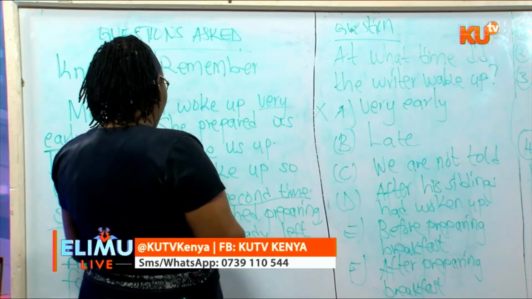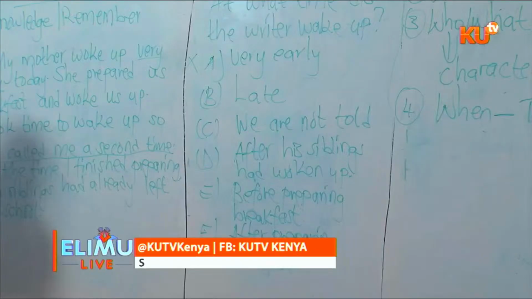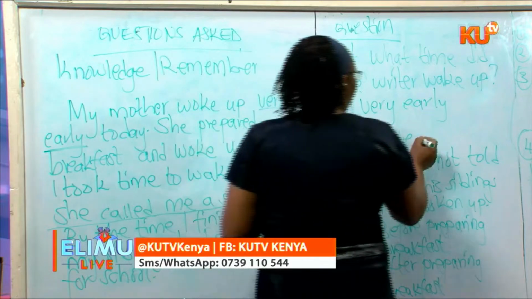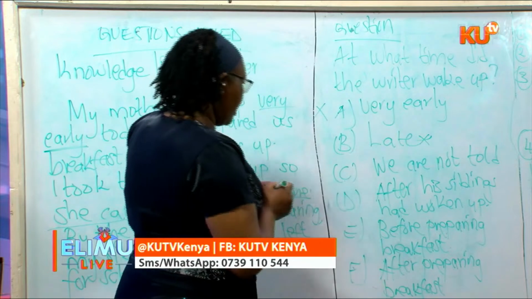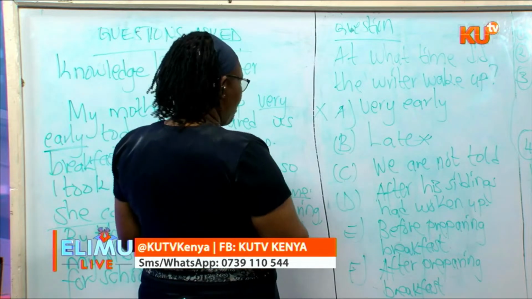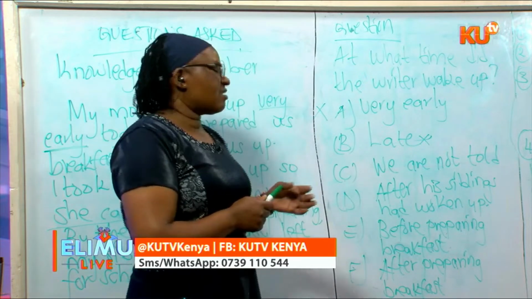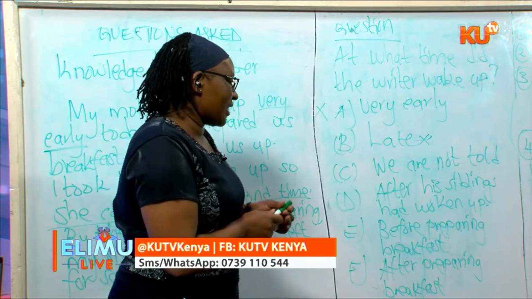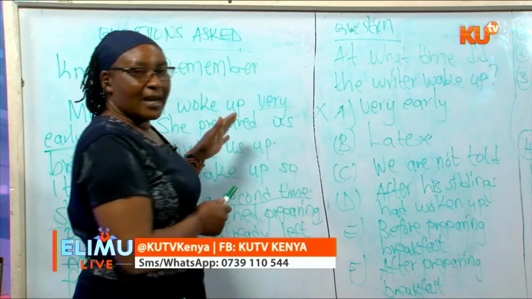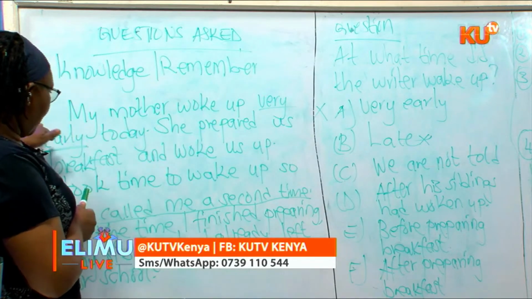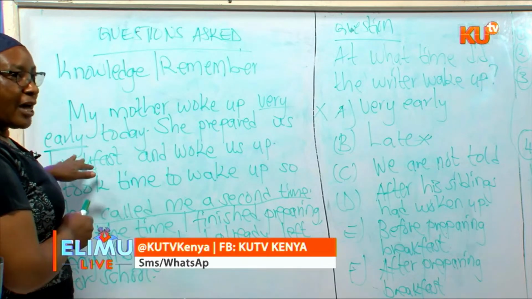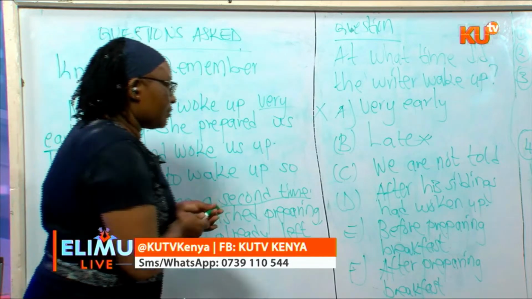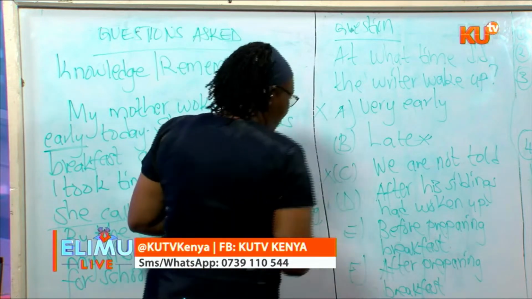She prepared us breakfast and woke us up. I took time to wake up, so she called me a second time. Because we have not read the other choices and we have not found it wrong, we put a star. We'll visit it later. Then alternative C says we are not told. Some learners may select this alternative because, according to them, they are not told. It is not the specific time which is being asked here, but we have words that tell us about the time that you woke up, like very early, and the preparation of breakfast here will also help us, and the going to school by the siblings will also help us to answer this question correctly. So we are not told should not be an answer. That's why we have to remove it.